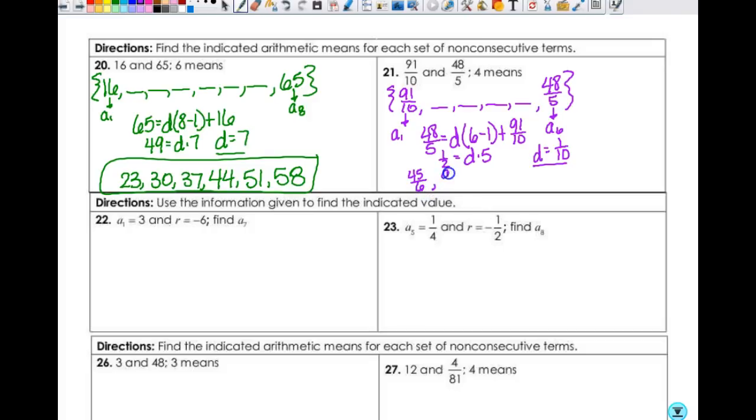Add 1/10, and I get 93 over 10, then 47 over 5, and then 19 over 2. And I add another one, I'll get 48 over 5. There we go.